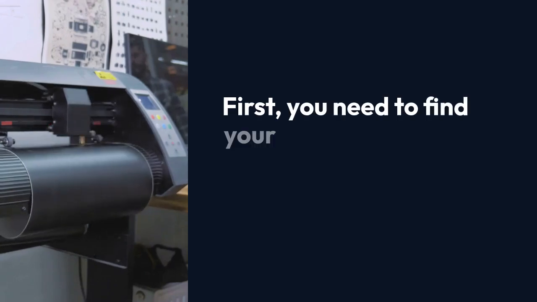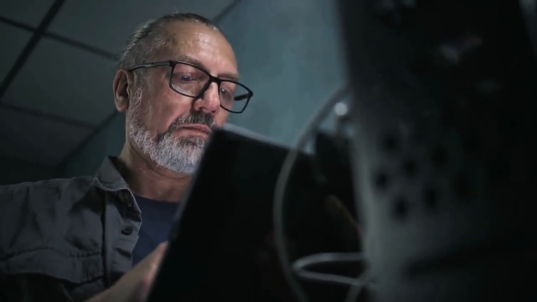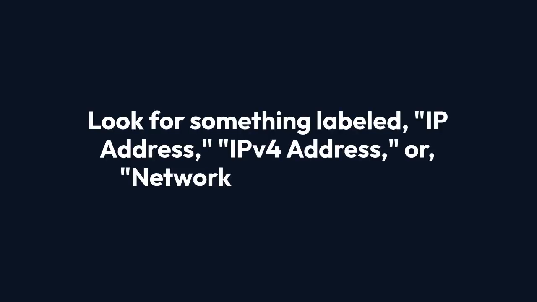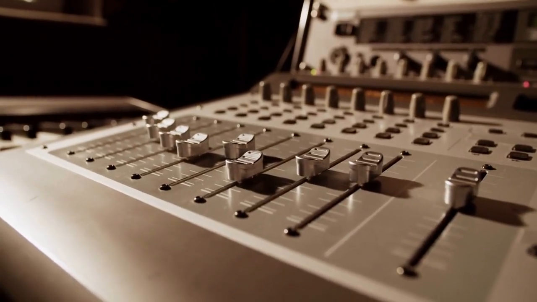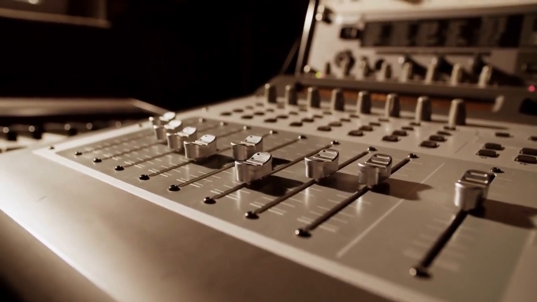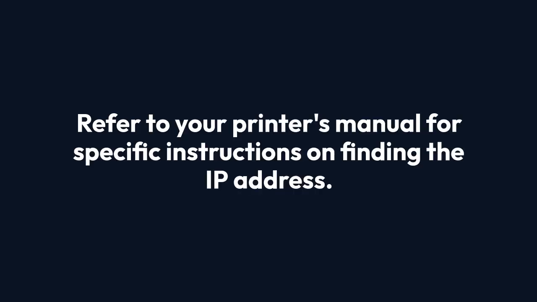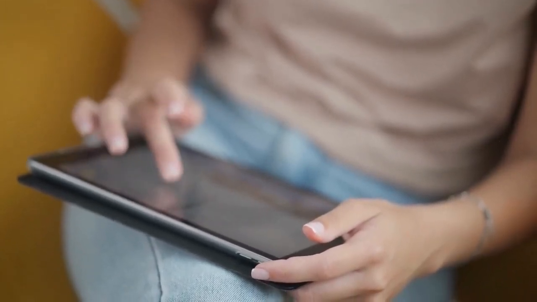First, you need to find your printer's IP address. This is usually found on a printed configuration page from the printer itself. Look for something labeled IP address, IPv4 address, or network configuration. If you can't find it on a printed page, you might be able to access it through the printer's menu on its control panel. Refer to your printer's manual for specific instructions on finding the IP address. Once you have the IP address, you are ready to install the printer on your computer.